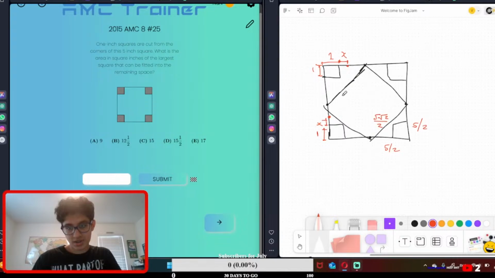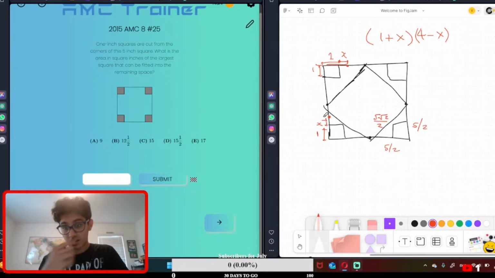And then the length of this thing over here, we want to take this length, and then basically this length squared plus this length squared will give us the area, because that will give us length squared, which is the area of a square. We can go over that part later. Then that will just be 4 minus x times 1 plus x, right? This is 1 plus x, this is 4 minus x. And so that's the expression that we have right now.